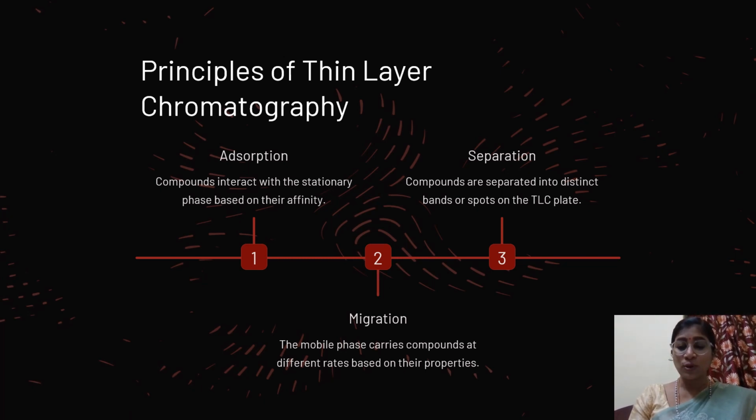There is a threefold interaction between the solvent and the adsorbent, the solvent and the compound, and the compound and the adsorbent. So we have a wider choice of media, and we can separate compounds by partition, adsorption, and ion exchange. Adsorption: compounds interact with the stationary phase based on their affinity. Migration: the mobile phase carries compounds at different rates based on their properties. Separation: compounds are separated into distinct bands or spots on the TLC plates.